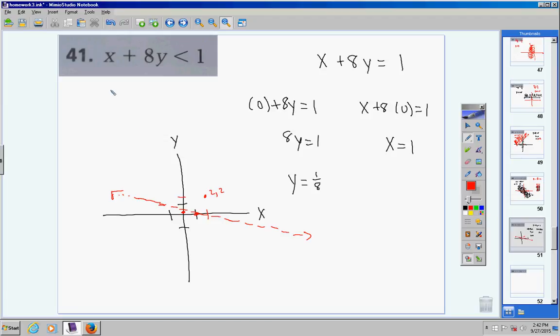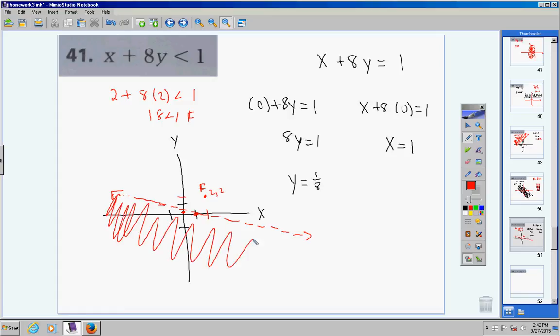Okay, so here's the x, I put a 2. Here's 8 and then a y, so 8 parentheses 2. Obviously it's going to be false, guys. Look, I mean 8 times 2 is 16. 16 plus 2 is 18. 18 is less than 1. That's false. 18 is not less than 1. 18 is greater than 1. So this point right here is false. So I'm going to shade where that point is not, which is down here.